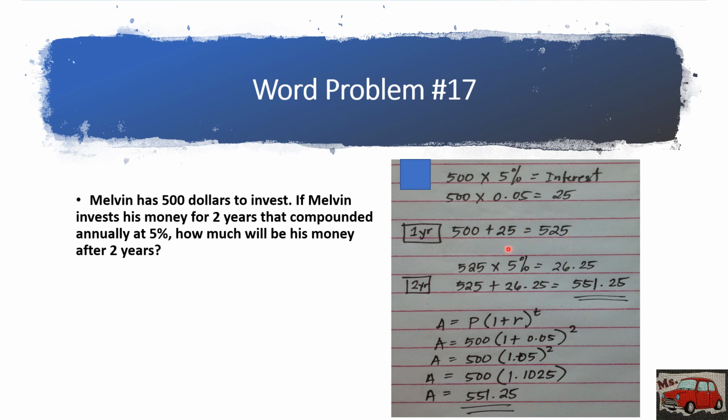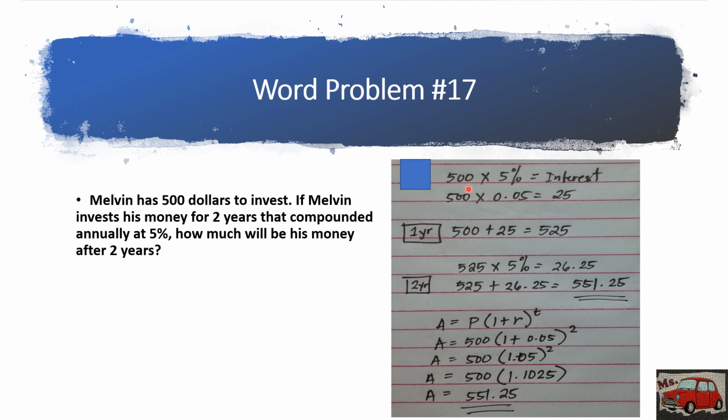Okay? So, in second year, yung 525, kunin mo dyan yung 5% ulit. So, imumultiply mo siya sa 5%. So, yung 5% ng 525 is 26.25. So, ito yung tubo niya. Alright? And then, i-add mo yan dun sa pera niya last year na 525. Then, yung pera niya in second year, that is 551.25. Okay? So, ito yung makukuha niyang amount after 2 years.